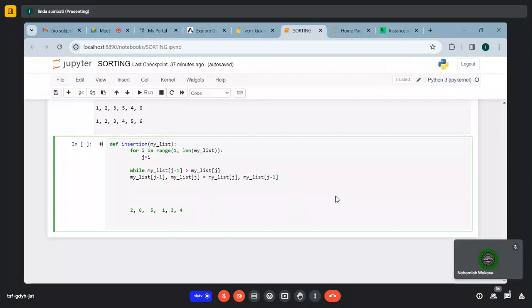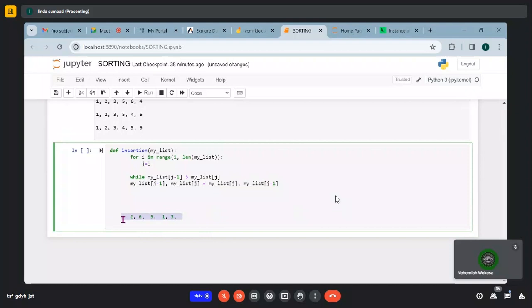Okay, try running it then. No, we've not finished it. We have not run it yet. There's a condition that we need to add here. Because we've said, while my list j minus 1 is greater than my list j, but we have another condition. j should be greater than 0 because we are starting at the first position, like the element 1. So also this condition should be satisfied. j should be greater than 0. Then if this condition is satisfied, now it swaps.